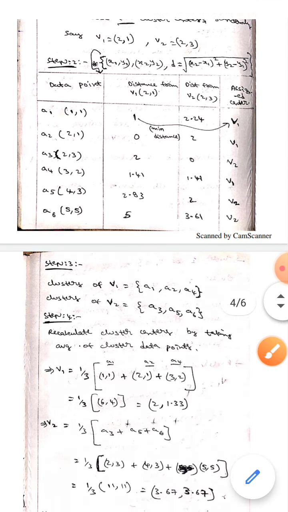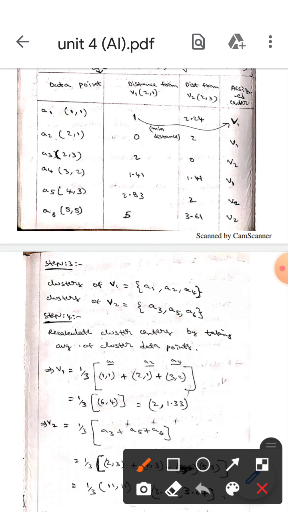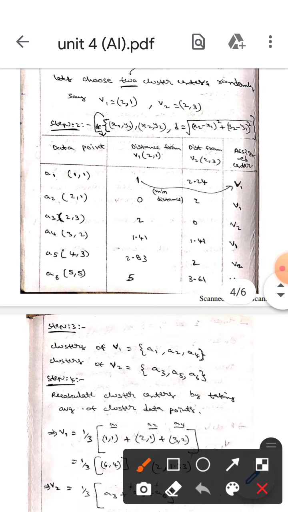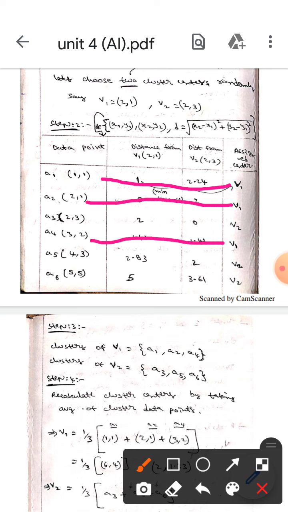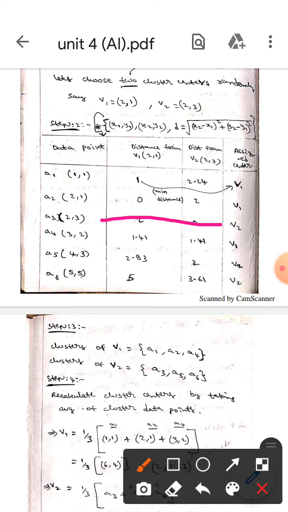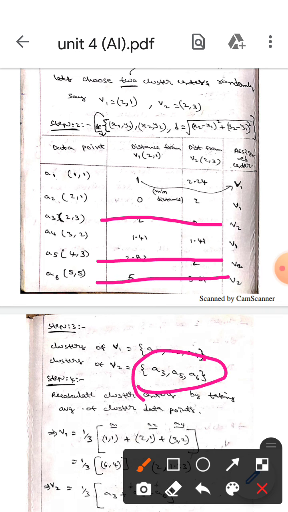So then after this I will write the clusters of v1. If you observe here, the clusters of v1 are a1, a2 and a4. I will write these here. And if you observe here, the clusters of v2 are a3, a5, a6. I will write these all here.